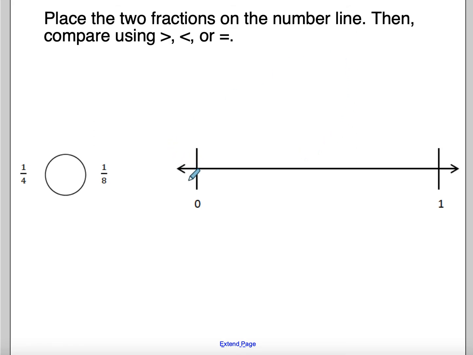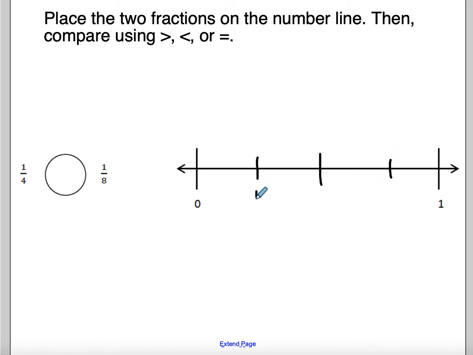Okay, so we have our whole on our number line, 0 to 1. We have fourths and eighths. Again, we have different denominators, so we're going to represent some on the bottom, some on top. So we'll start with fourths on the bottom. To represent fourths, we're going to start in the middle because it's an even number, split it in half, and then split those halves in half.